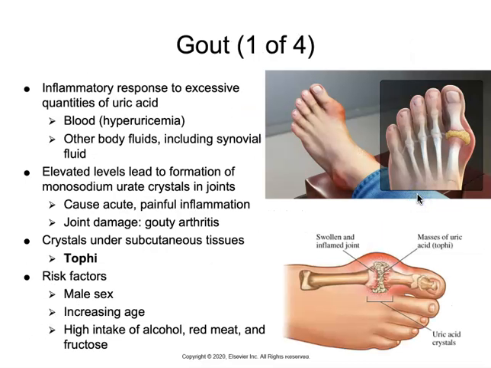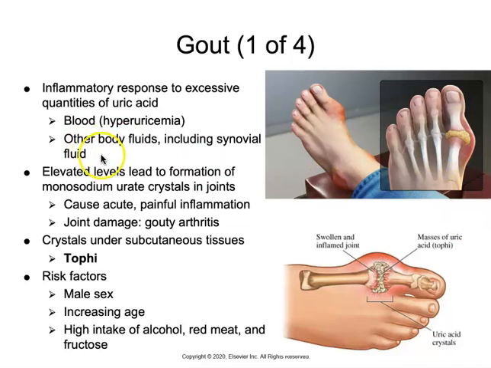Now, the last topic we're going to cover in this video is gout. And this is a systemic disorder of uric acid metabolism where we have excessive quantities of uric acid, and we start to get these monosodium urate, or MSU, crystals becoming deposited within our joints and our soft tissues, which can then cause some acute or chronic inflammation.